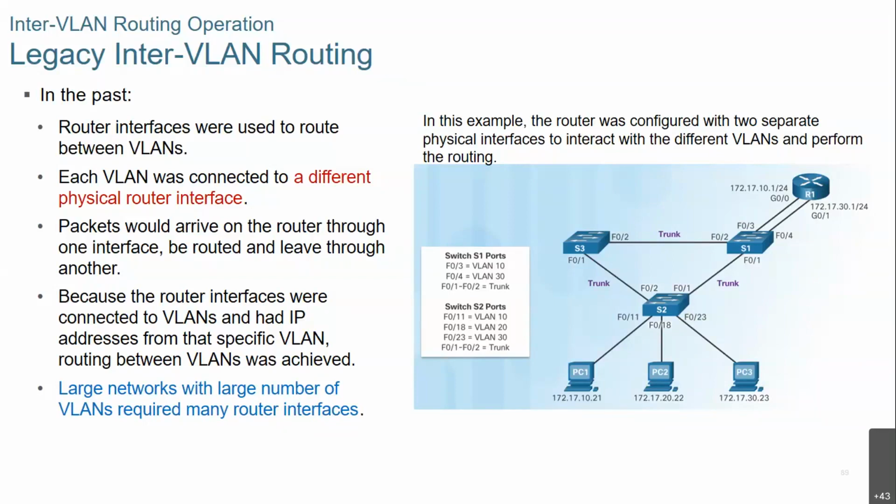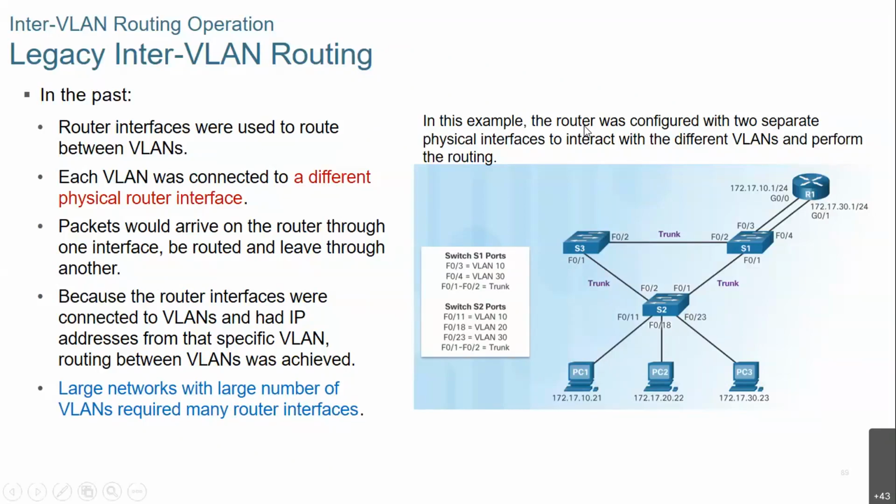So in legacy inter-VLAN routing, router interfaces were used to route VLANs. Each VLAN was connected to a different physical router interface. Packets would arrive on the router through one interface, be routed, and leave through another, very much like how different LANs would do, even though these are VLANs. Because the router interfaces were connected to the VLANs and had IP addresses from that specific VLAN, routing between VLANs was achieved. Large networks with a large number of VLANs will require many router interfaces, so this doesn't scale well.